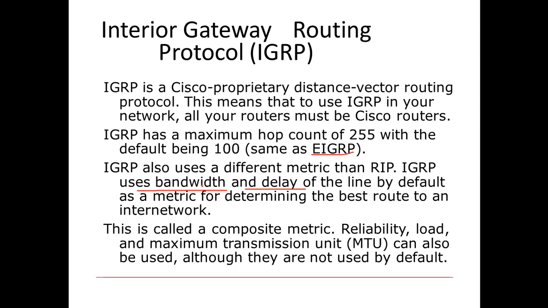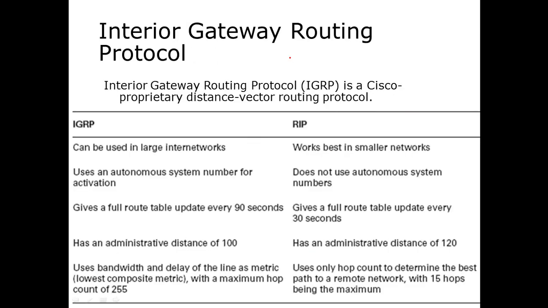So IGRP is limited to bandwidth and delay, plus you can add something more, and this is called a composite metric because you can add reliability, you can add load, and maximum transmission unit can also be used. So they are not used by default. You have to activate them, and you have to include them as well if you want to use them as a metric. So this is a common difference with what you've already learned about RIP, Routing Information Protocol.